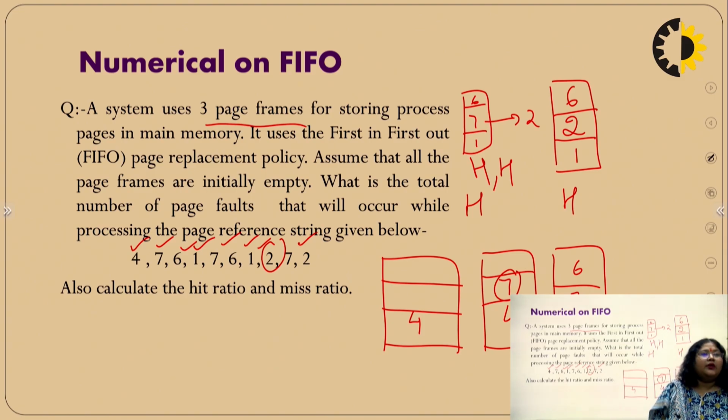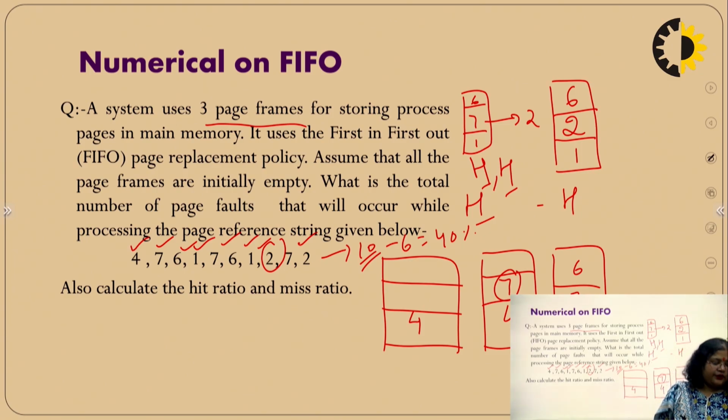Now find out the hit ratio. The total number of elements is 10. How many pages are hit? It is 4. So the hit ratio is 40%. And what is the miss ratio, also known as page faults? There are 60% page faults because there are only 4 hits in this particular algorithm.